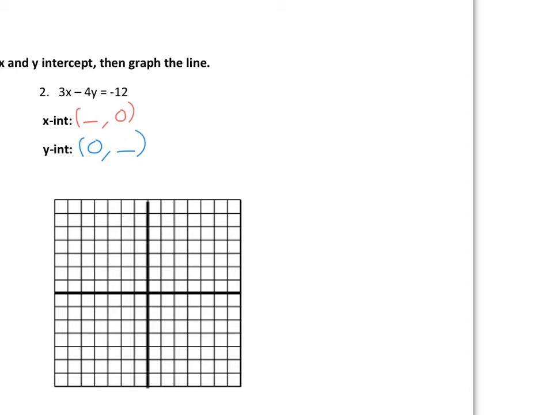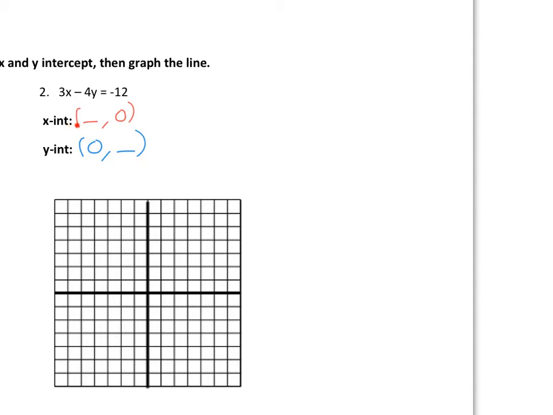Alright guys, in this video we're going to finish up doing a couple other sample problems on finding the x and the y-intercept and using those 2 points to graph a line. You can see that what I already did was to find the intercepts, you let the opposite variable equal 0. So for the x-intercept, see how I let the y equal 0? For the y-intercept, I let x equal 0.